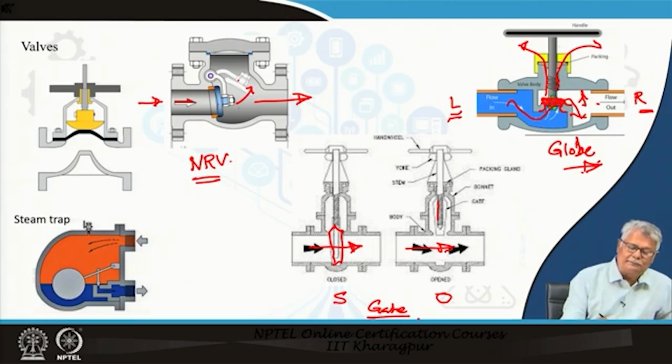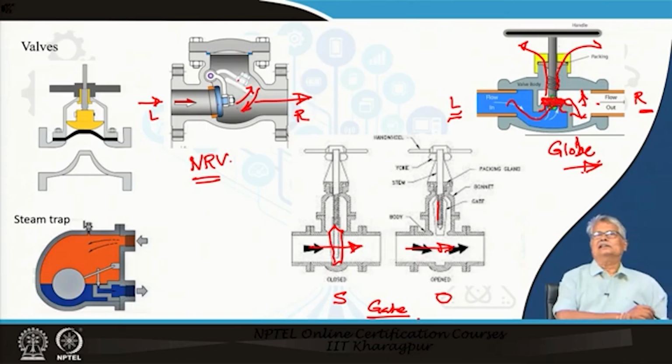That means, it will open up only when your left side pressure is more than your right side pressure. What happens when your right side pressure is more? For example, this is coming from a pump and your pump has tripped. That means the right side pressure is still high, but your left side pressure is low. It will immediately close this back, so that there is no backflow of liquid.